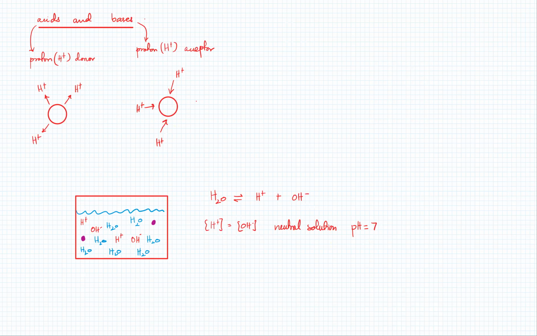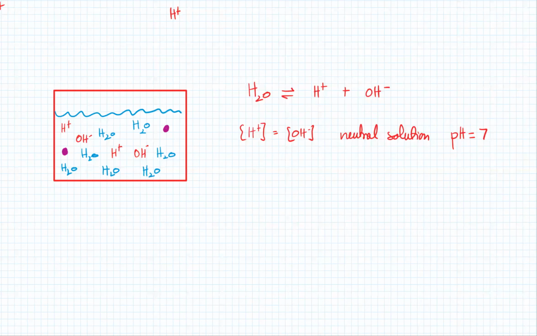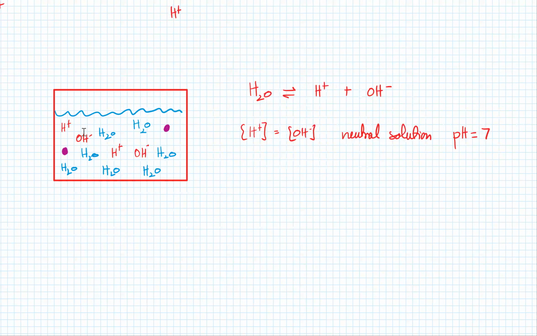I was saying that normally, water breaks down and produces H+ and OH- ions. It's going to produce an equal amount of H+ and OH- ions, right? Is that clear? Yeah, that's clear. So when your solution has an equal amount of H+ and OH- ions, that's known as a neutral solution. That's known as pH 7.